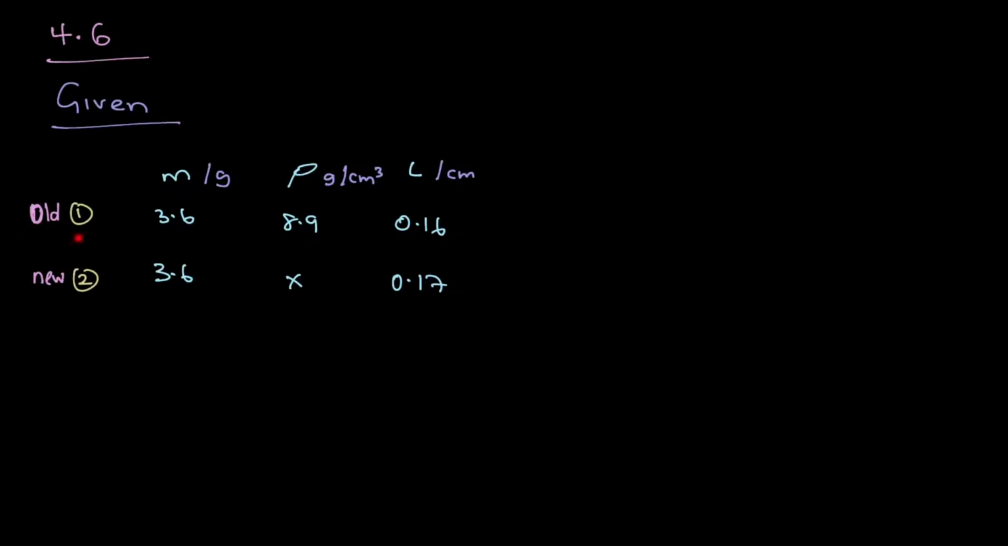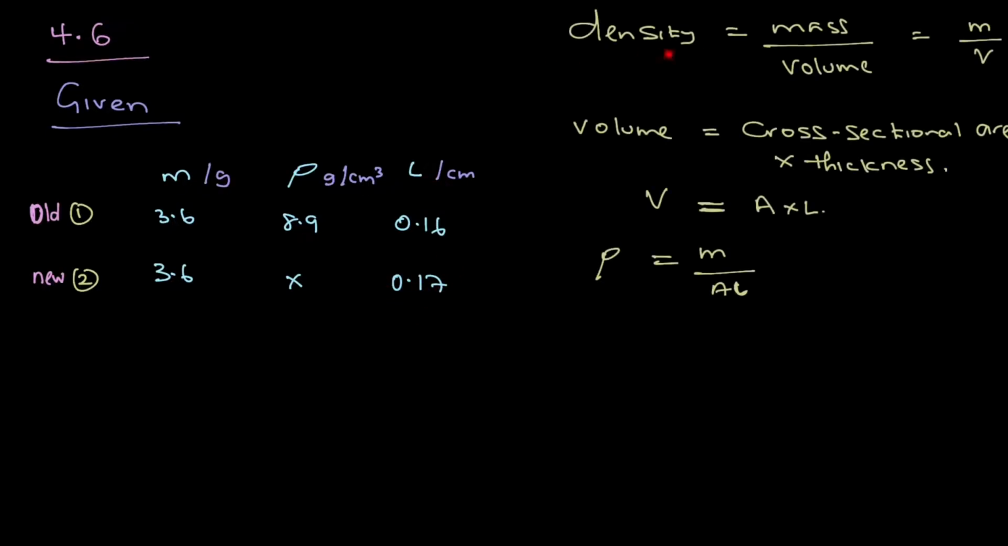So given the old penny, we have the mass, the density and the thickness. L is the thickness in this case. And for the new coin, again we have the mass, which is the same, and we need to find the density for the new coin. Again, the thickness of that coin is given. So density equals mass over volume.